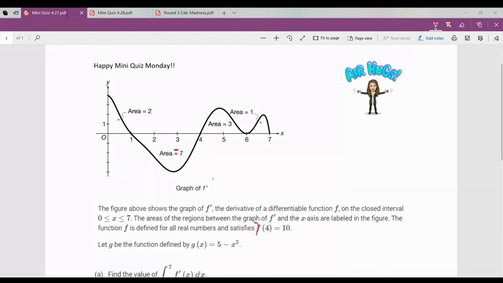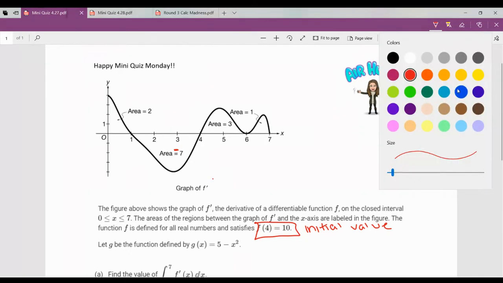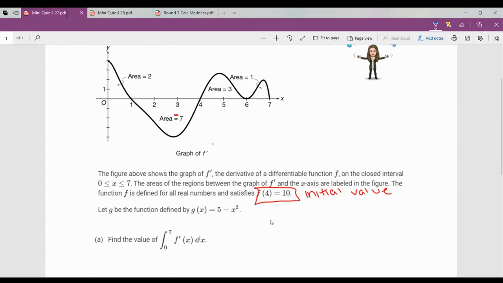We've got f of 4 is equal to 10. That is my initial value. Okay, so we're going to need that if it asks us for any f of x other than 4. All right, so first one, also they're giving us a function g that is equal to 5 minus x squared. Anything pertaining to f is the graph. Anything pertaining to g is that equation.